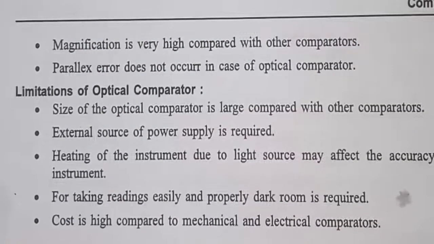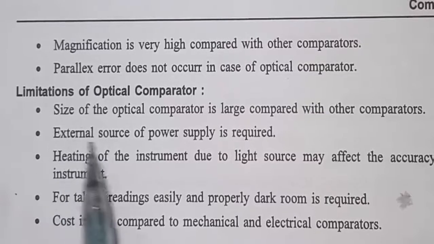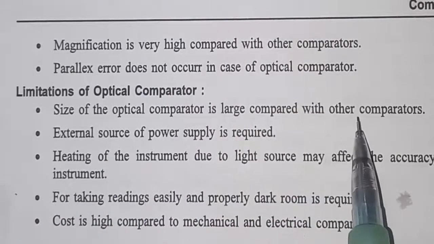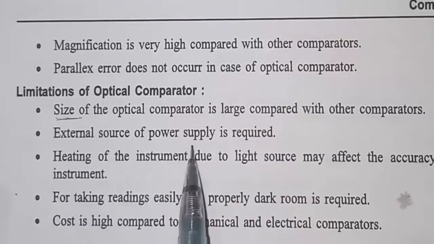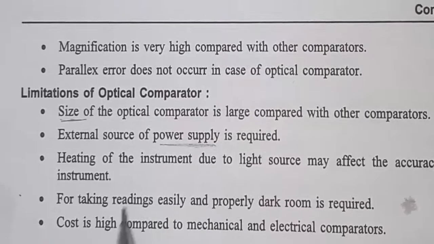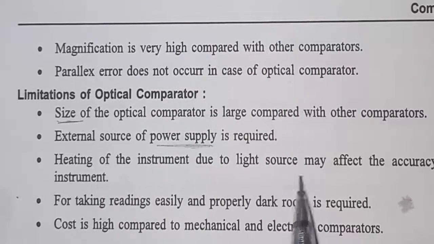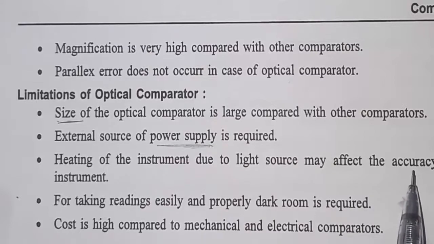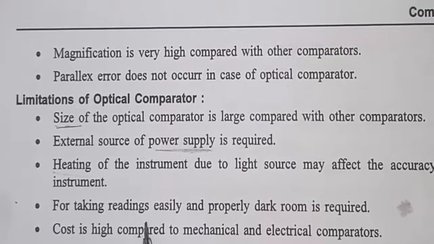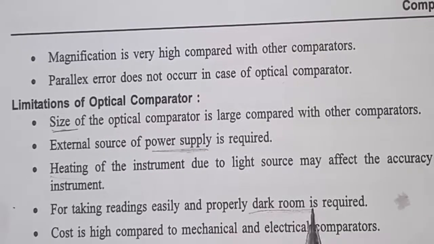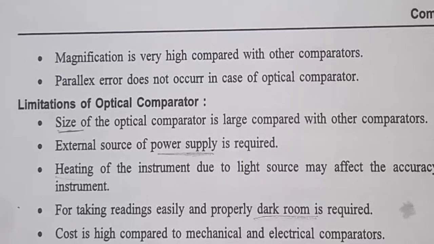Now if you see the limitations of the optical comparator, the size of the optical comparator is large compared with other comparators. Another, an external source of power supply is required, and heating of the instrument due to the light source may affect the accuracy. Okay, there is a light source used, so if there is more heat, then it may affect the accuracy. For taking readings easily and properly, a dark room is required. And the cost is high compared to mechanical and electrical comparators.